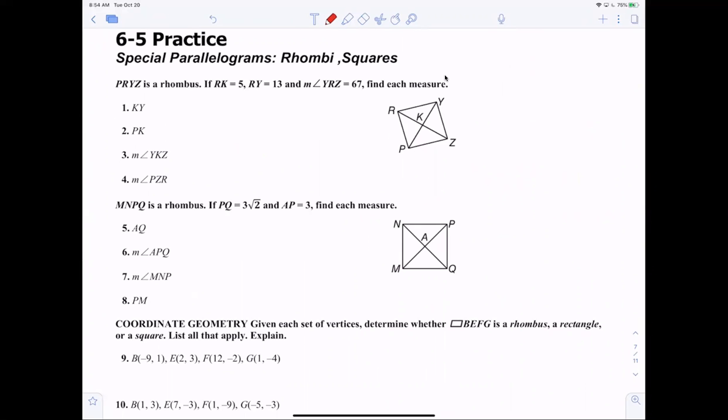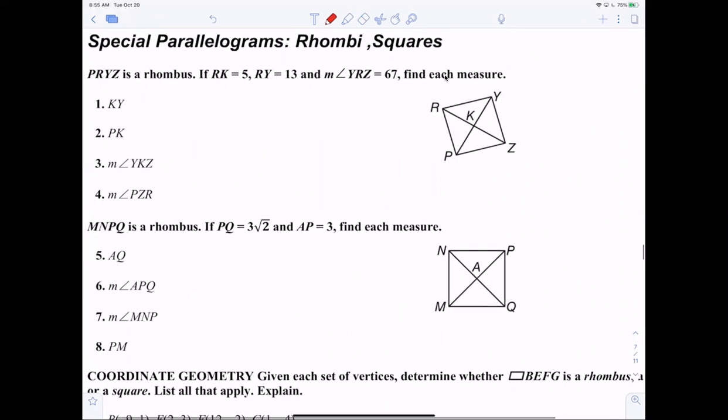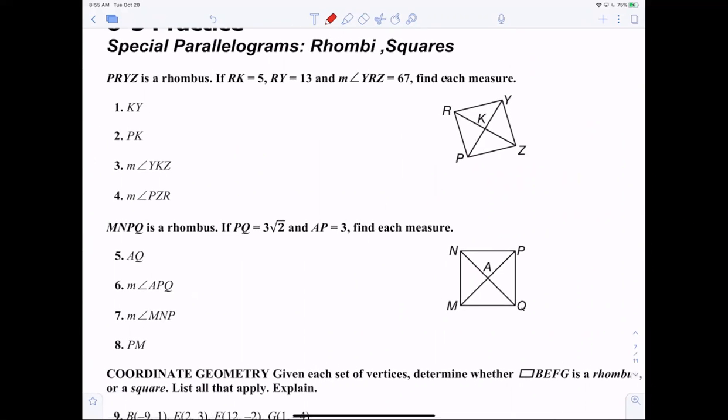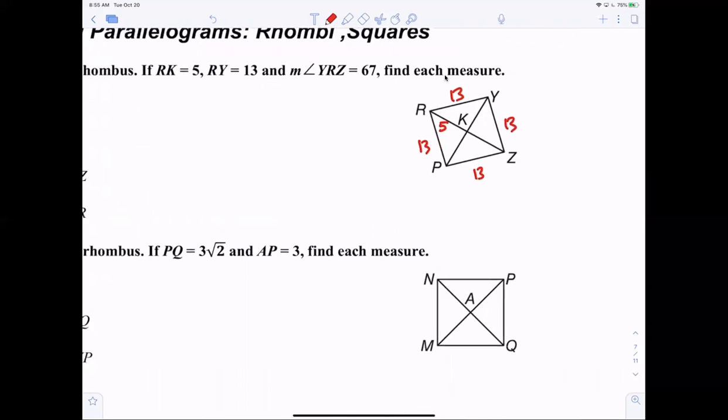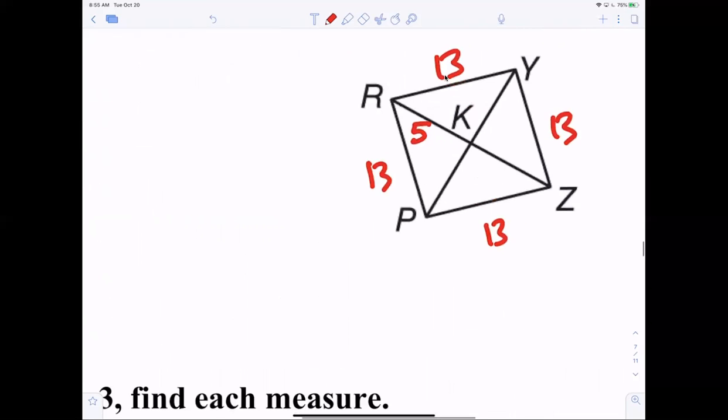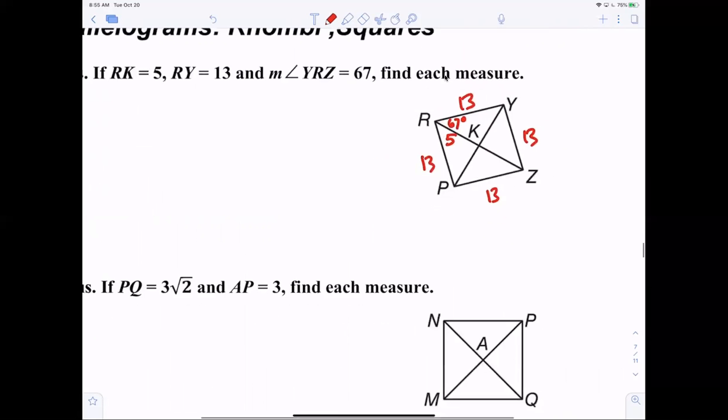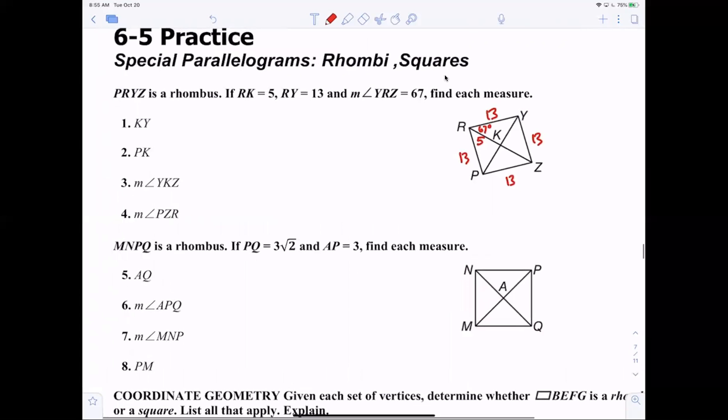This is a rhombus. So let's figure out what's true. RK is 5. RY is 13. Which means all sides are what? 13. And angle YRZ, hold on one second. That's 67 degrees, right? All right.